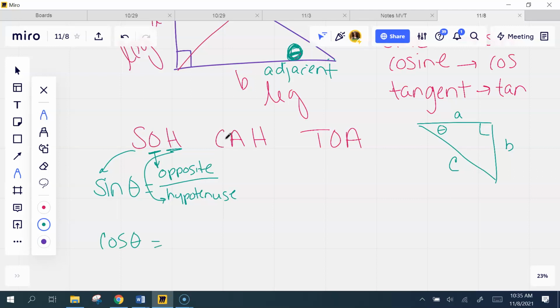Cosine, what do you think it equals? Adjacent divided by hypotenuse. And how about tangent? Opposite over adjacent. Everybody okay so far?